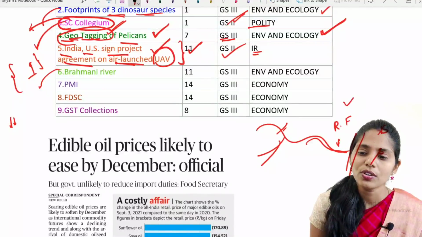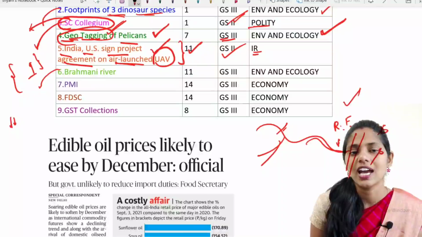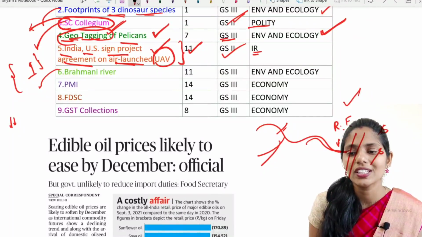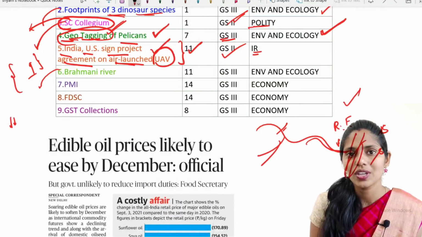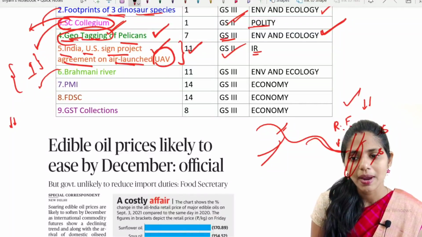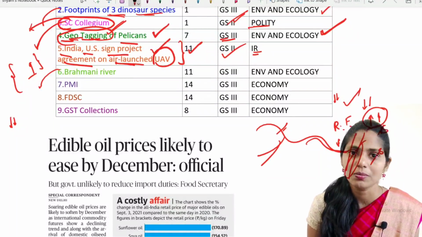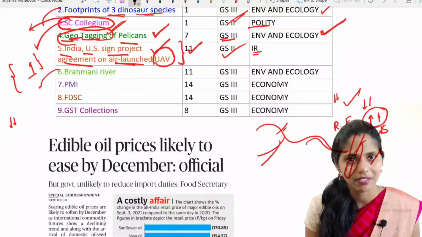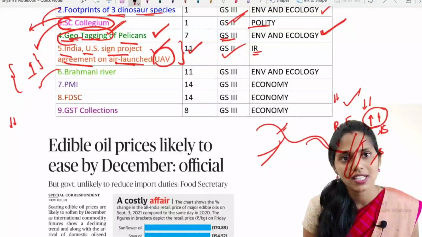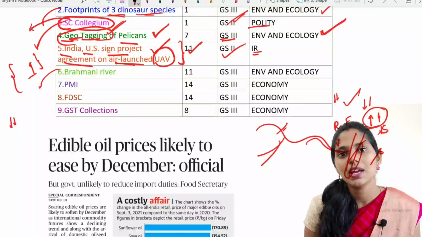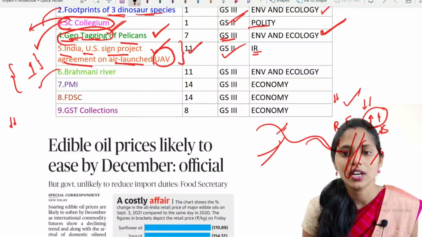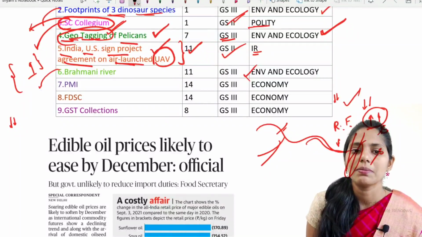Whenever a high amount of river water is joining the sea, in the adjoining area we can see salinity will be decreased. But in the same case, if river water flow is decreased, there will be an increase in salinity. And whenever there is an increase in salinity, the mangroves present in this area will be affected. This is mainly what is said in this article. So this will again be important from environment and ecology which comes under GS paper 3.